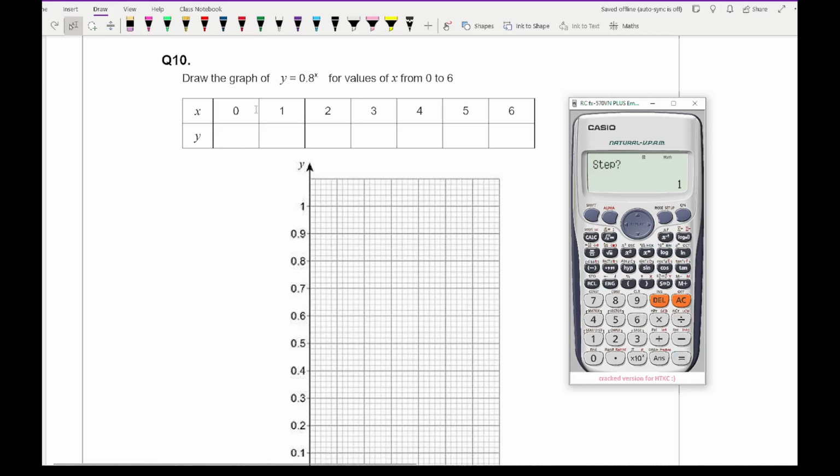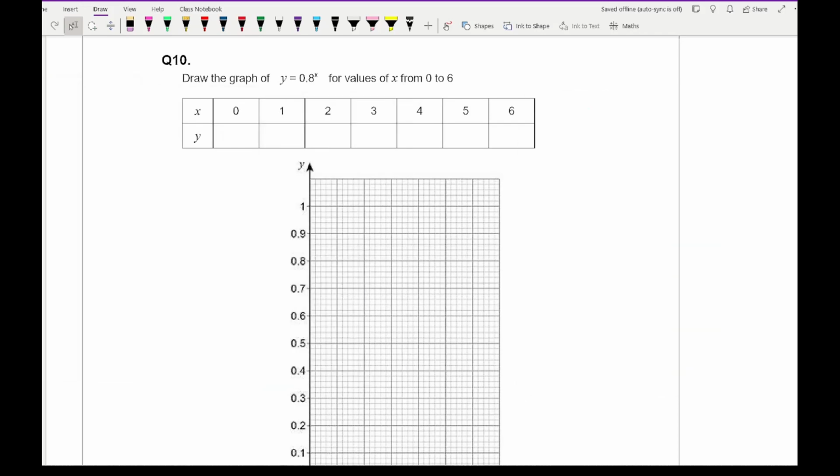And the step is what the x value is going up in. Well, they're going up in 1s. And there we have our values. So the f of x values are the y values that you then need to write in your table of values. And so if I do that, let me just roll that across.